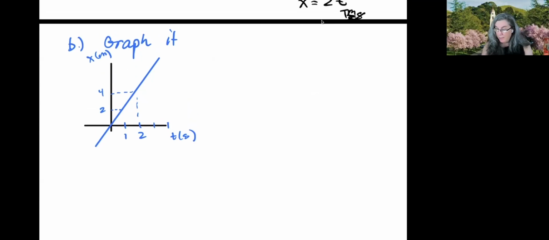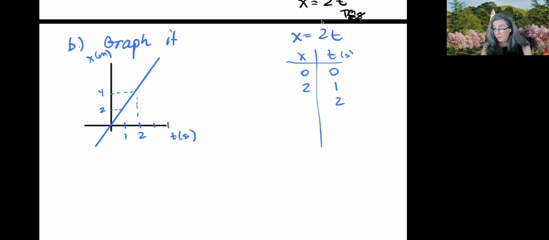I was just really quickly making these points. x equals 2t, we can make a little table. x and t, if t is 0, x is 0. t is 1, x is 2. If t is 2, plugging into that equation, seconds and meters, 4, 3, 6, 4, 8. That's probably far enough.